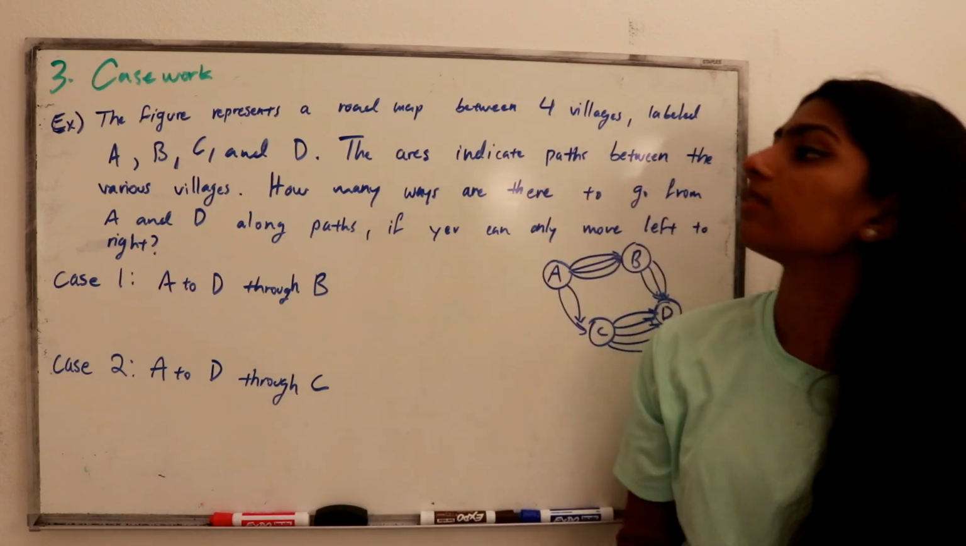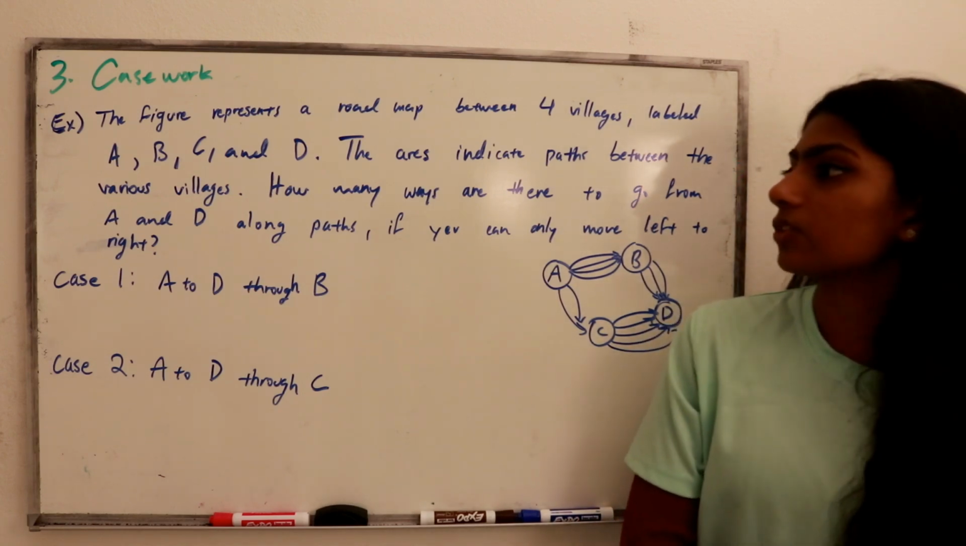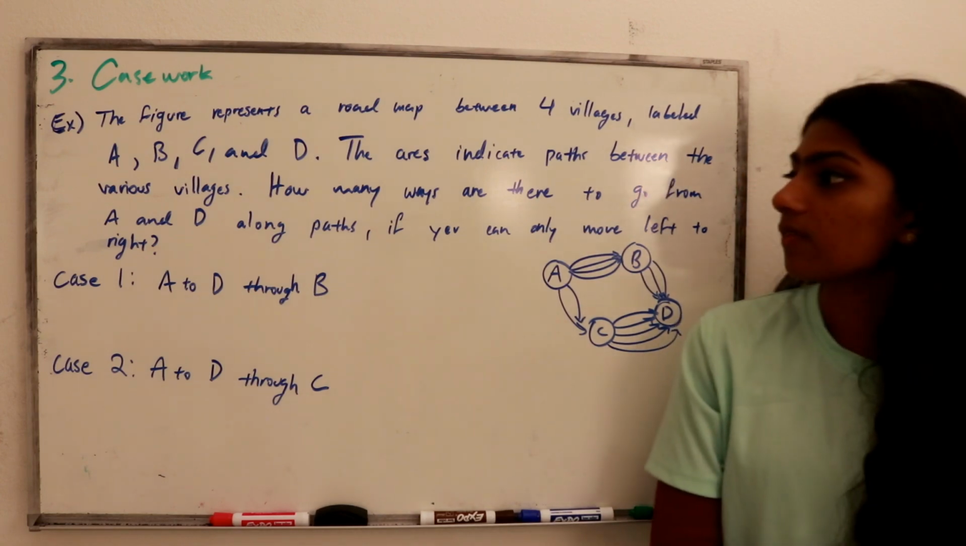Or solved, as I said. So let's look at this example. The figure represents a road map between 4 villages, labeled A, B, C, and D. The arcs indicate paths between the various villages.